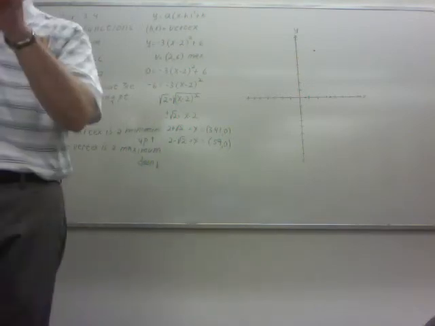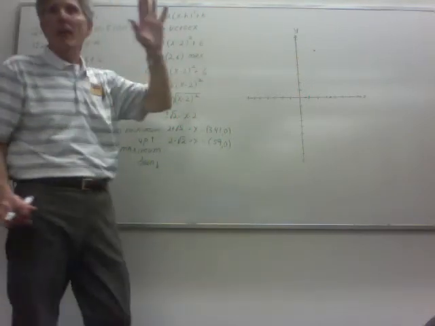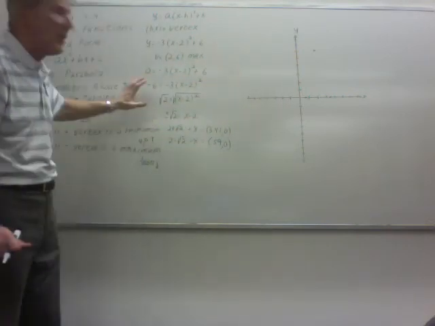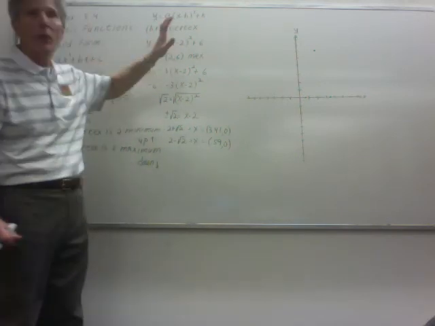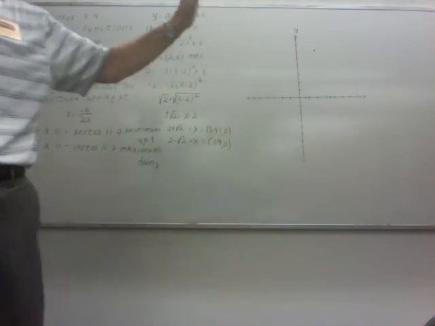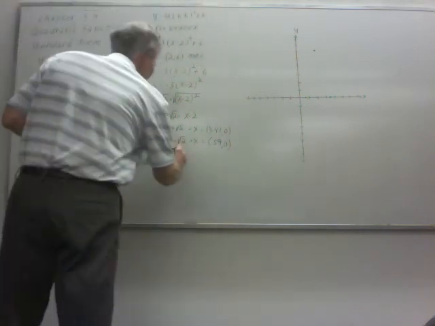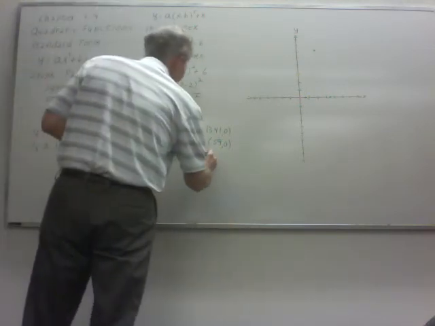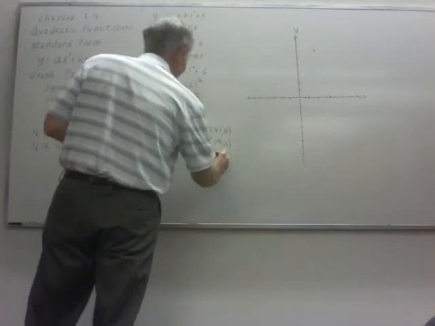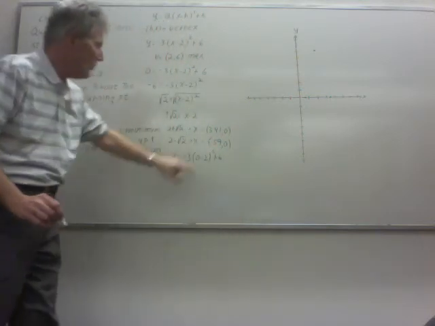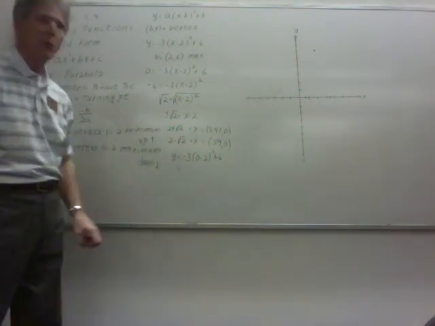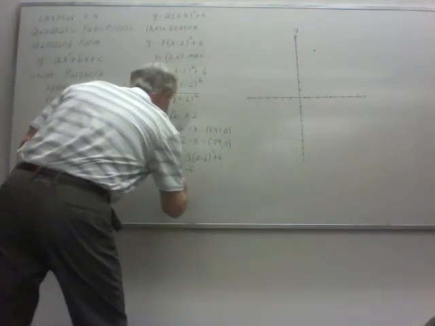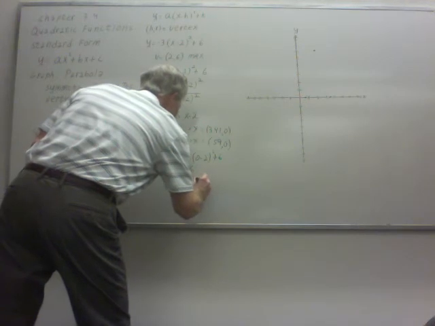Now here's the trade-off. 6 is not your y-intercept. 6 is the y-coordinate of your vertex. So in this case, you're going to have to actually plug in 0 in order to find your y-intercept. So you have to do a little bit of work to do that. So I have y is equal to -3 times the quantity 0 minus 2 squared, plus 6. Well, -2 squared is 4. -3 times 4 is -12. -12 plus 6 is -6.